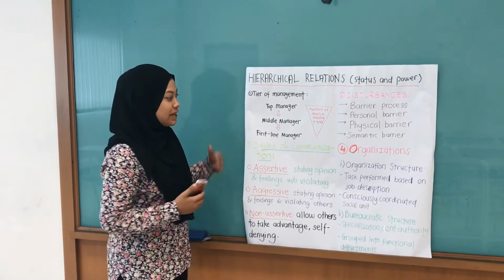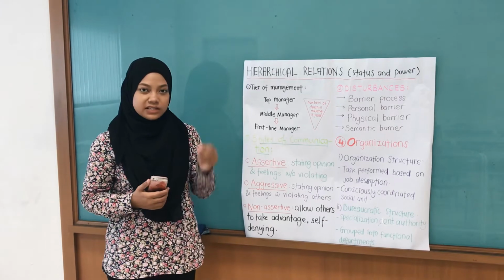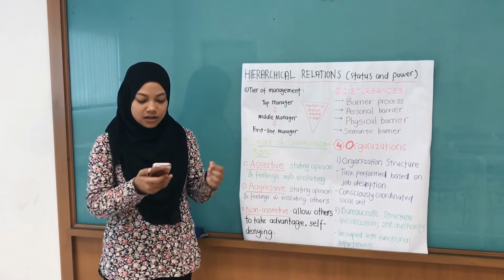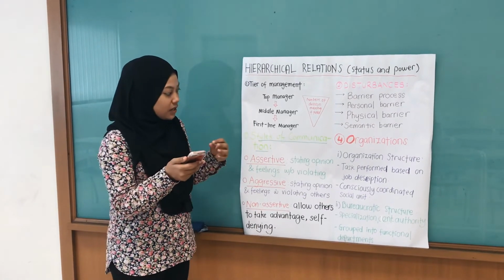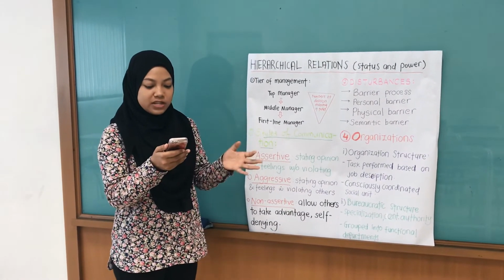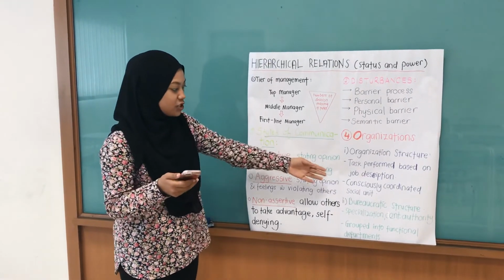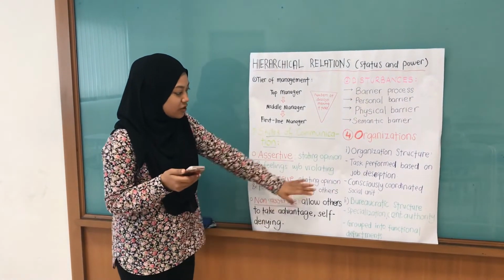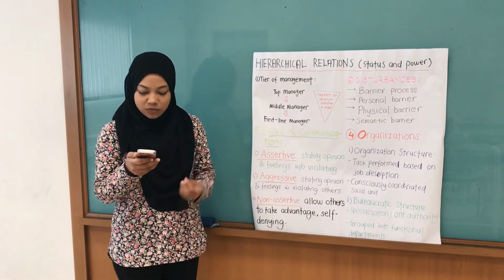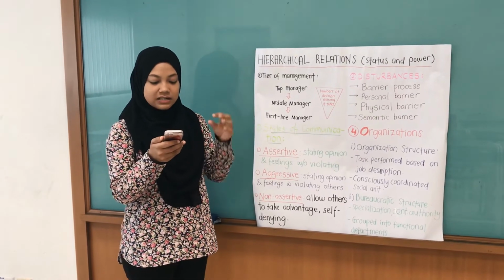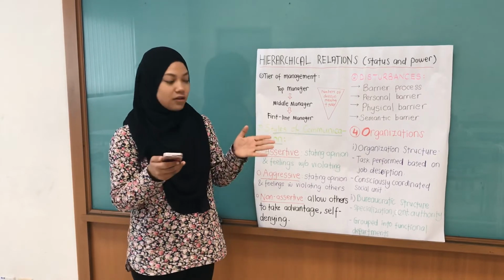For the last part, I will explain about the organizations. We have 2, which are organization structure and bureaucratic structure. For the organization structure, it is a foothold for employees to perform the task according to their respective job description. And it is a consciously coordinated social unit composed of a group of people who function on a relatively continuous basis to achieve a common goal or set of goals.